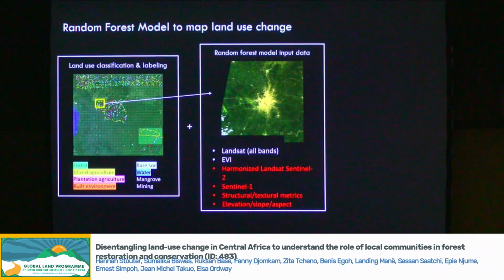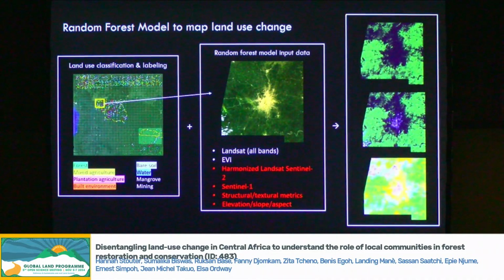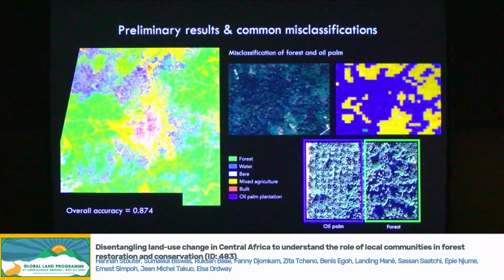And so far we've just included Landsat, so all bands from Landsat and EVI, but we will hopefully include the additional data sets in red into the final model. And then we predicted this out over different numbers of land use categories, ranging from just forest and non-forest all the way to including all 6. And so what we see when we do that is that a more rigorous accuracy assessment needs to be done to really expand this out and understand where those errors might be.